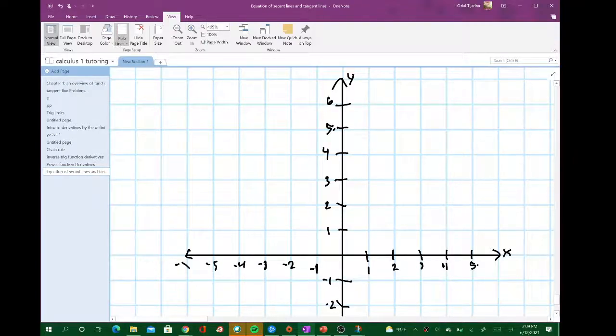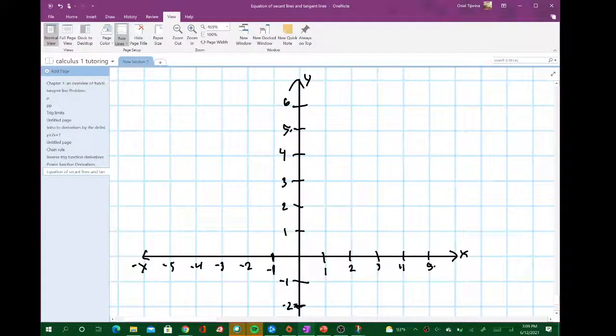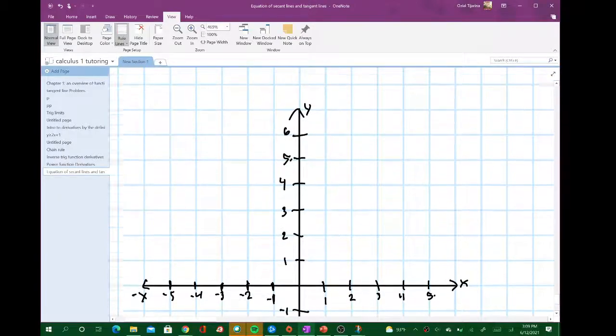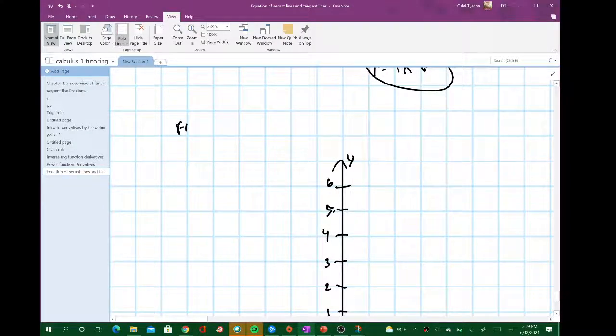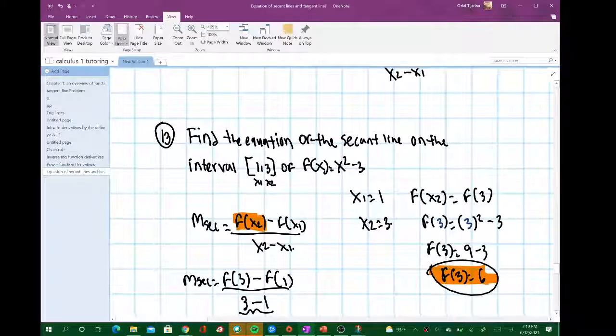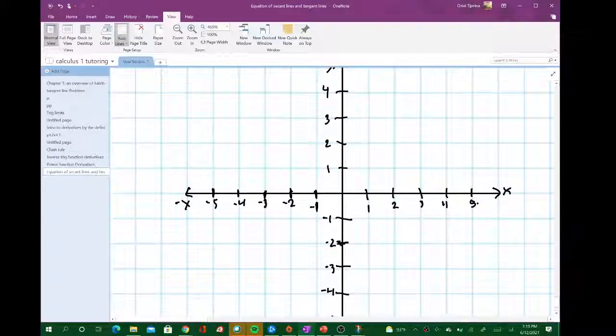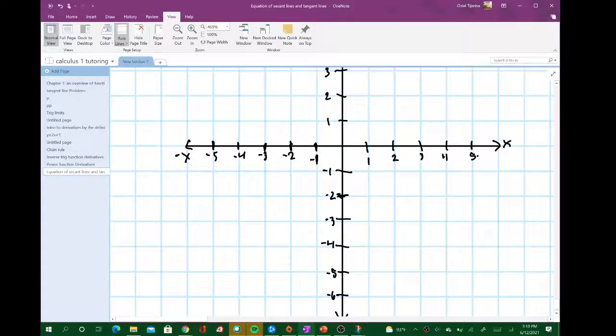The way that you would do this is, first you need to graph f of x is equal to the original equation, x squared minus 3, right? Now, this is if they want you to show that it's true, like if they want you to show a graphical representation of this. You don't have to do this if they don't ask you for a graph. This is just to show you guys that this is true, okay?